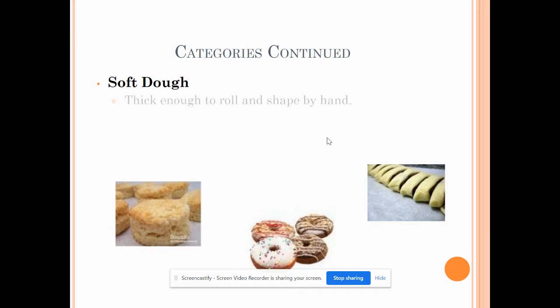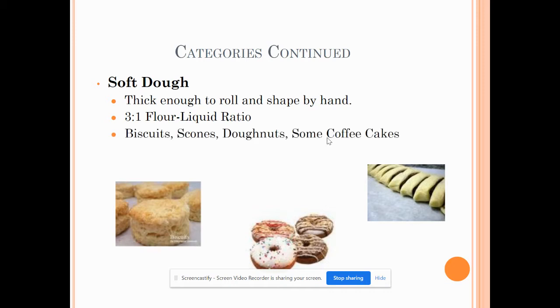Lastly, we have our soft dough. So this is thick enough to where you could actually roll or shape it with your hands. The ratio here is 3 to 1. So for every 3 cups of flour, there is 1 cup of liquid. Examples include biscuits. So there's different types of biscuits. There's drop biscuits as well as soft dough biscuits, scones, donuts, and some of your coffee cakes.